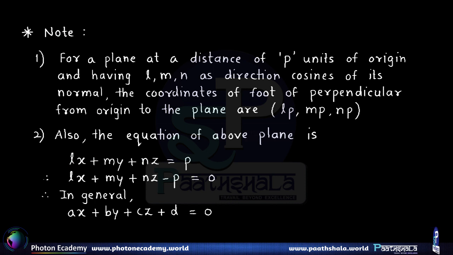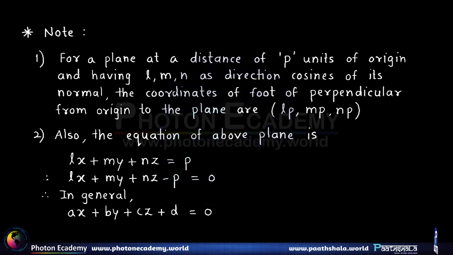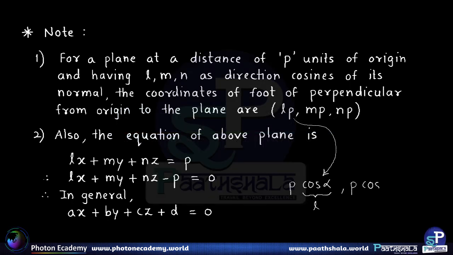We have to note a few points. For a plane at a distance of p units from origin and having l, m, n as direction cosines of its normal vector, the coordinates of the foot of the perpendicular from origin to the plane are lp, mp and np. This is clear from the three-dimensional geometry, because its x coordinate is nothing but p times cos alpha, and cos alpha is nothing but l. Then the y coordinate will be p times cos beta, those are the direction cosines, and that is nothing but m. And similarly for np, which is p cos gamma.